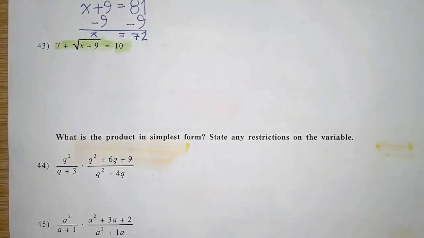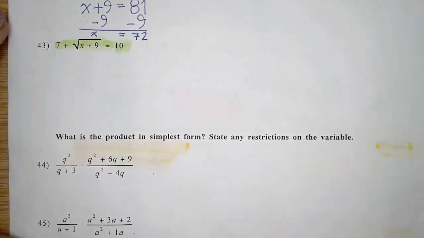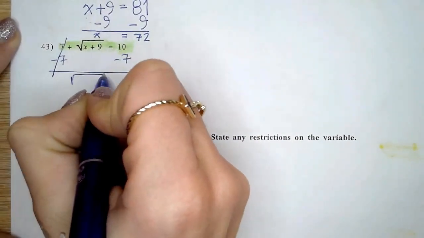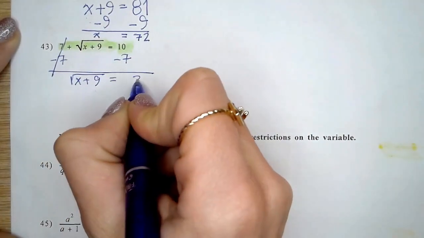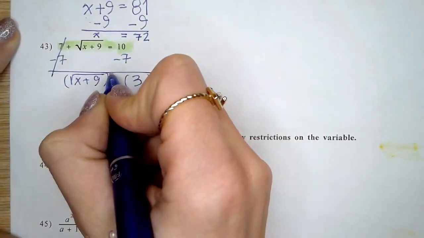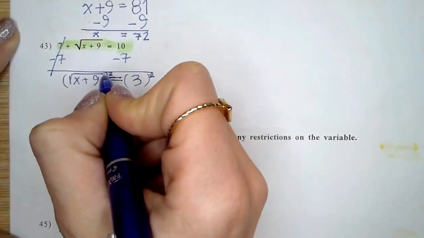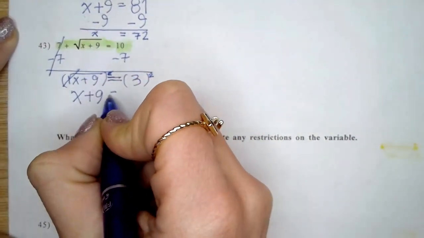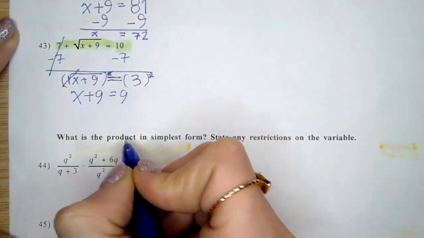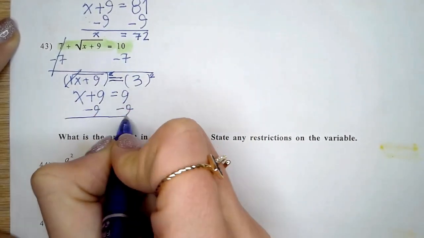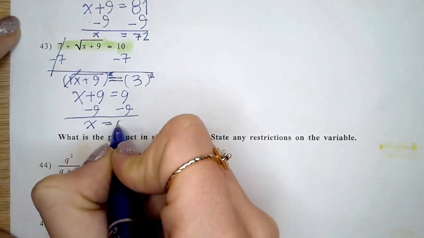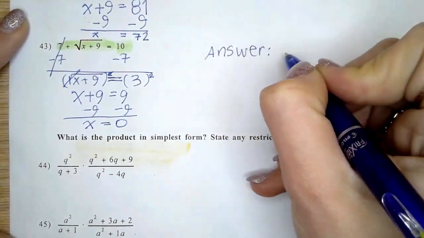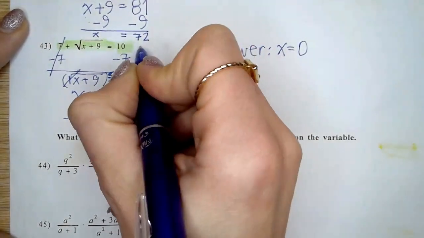And for this one, we're going to start by subtracting 7. Minus 7, minus 7, that's gone. Square root of x plus 9 equals 3. We get rid of our square root by squaring both sides. So the square and the square root are gone. You're only left with x plus 9 equals 9, minus 9 on both sides. Don't be afraid of getting 0 for an answer. We just get x equals 0. Nothing wrong with that. So the answer for this is x equals 0.